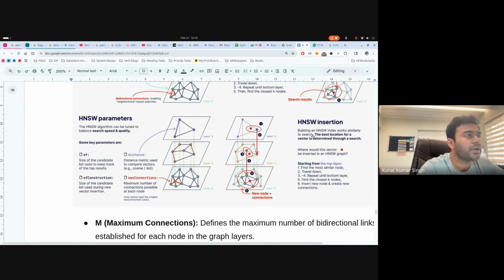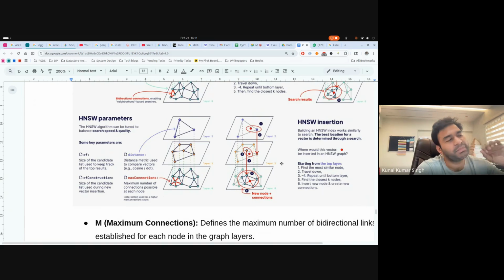You are talking about insertions, right? Building a new HNSW index works similarly to search. The best location for a vector is determined through a search. Where would the vector be inserted in the HNSW graph? Starting from the top layer, find the most similar node, travel down, repeat until the bottom layer, find the closest k nodes, and insert the new node and create a new connection.